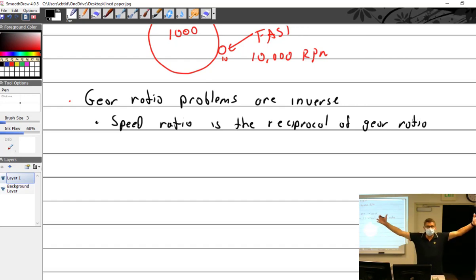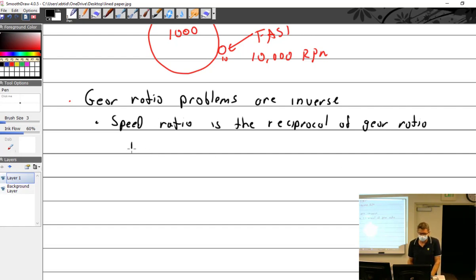Which means the bigger the gear, the smaller it turns. The smaller the gear, the faster it turns. So it is opposite. If we go back to the fuel example, the further you go, the more fuel you burn, right? More distance, more fuel. Small distance, small fuel. It's the opposite now. Big gear, little speed. Little gear, big speed. So I have to remember that, and I don't know how to tell you that, but just remember that.